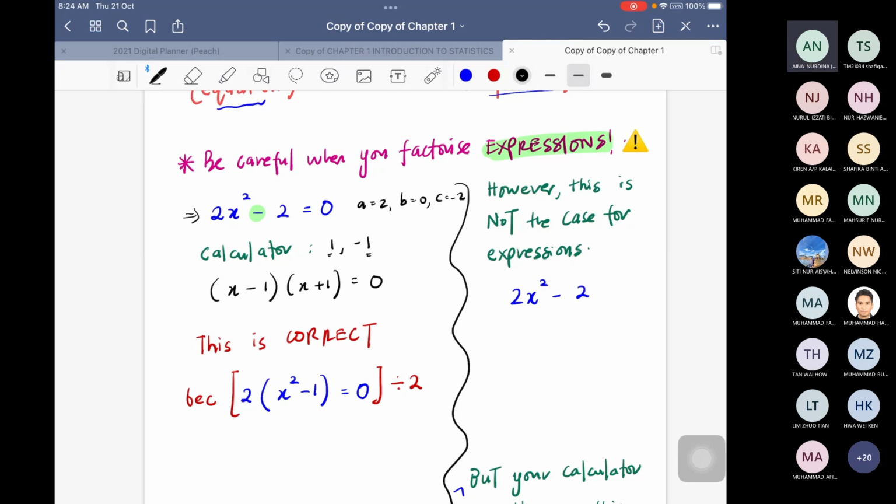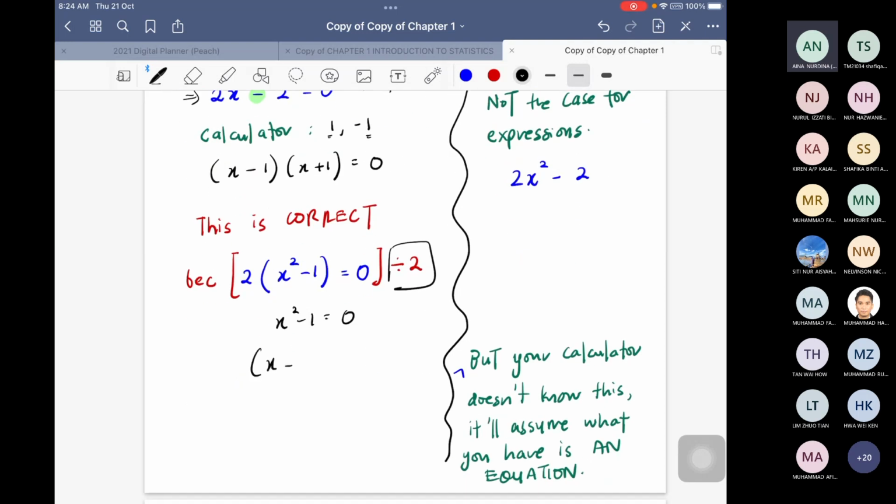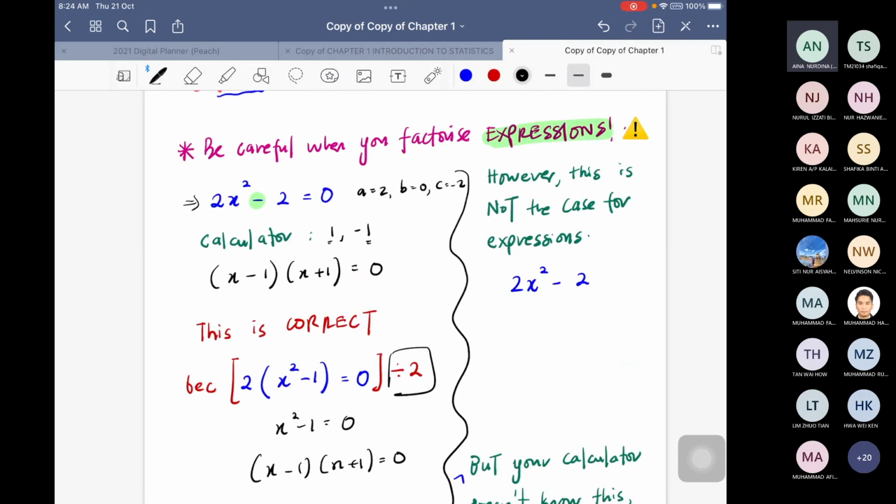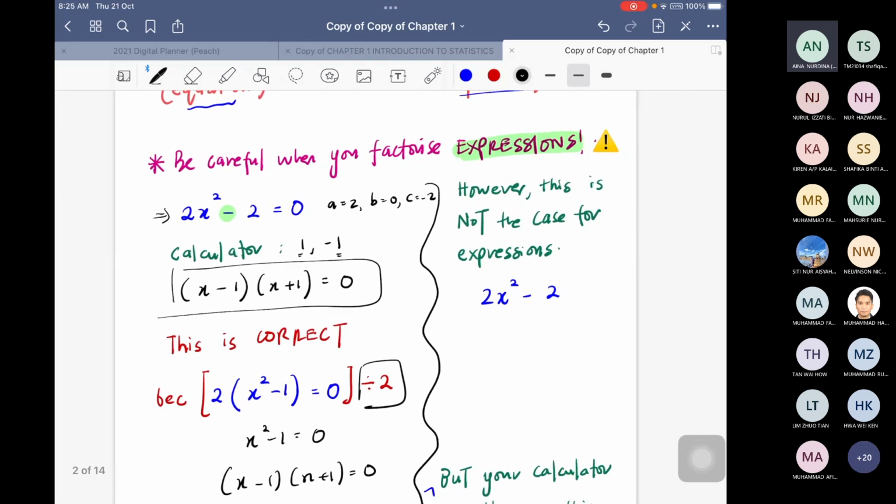Sebabnya, bila kita ada 2x square tolak 2 sama 0, kita boleh bahagikan dia dengan 2. So bila I bahagi dengan 2, I akan dapat x square tolak 1 sama 0. So betul lah, bila factorization, kita akan dapat x tolak 1 darab dengan x tambah 1 sama dengan 0. Okay, tetapi untuk expression, kalau you bagi jawapan ni, jawapan dia adalah salah. So let's see what happened. Okay, this is going to be my expression. Kalau you tengok expression tu exactly sama macam sebelum ni. Cuma dia tak ada sama dengan kosong tu. So dia hanya ada 2x square tolak 2.